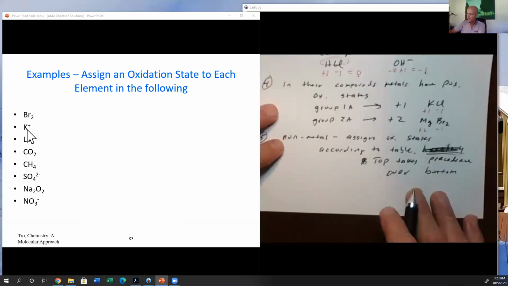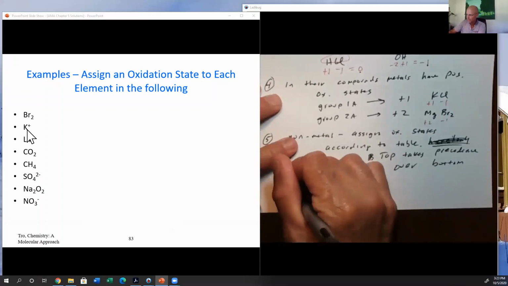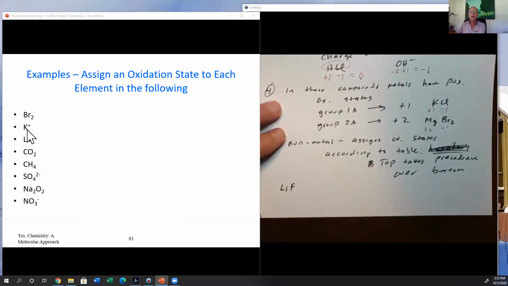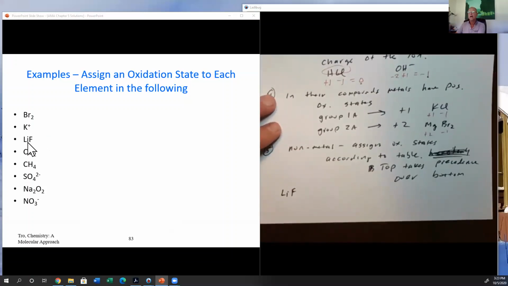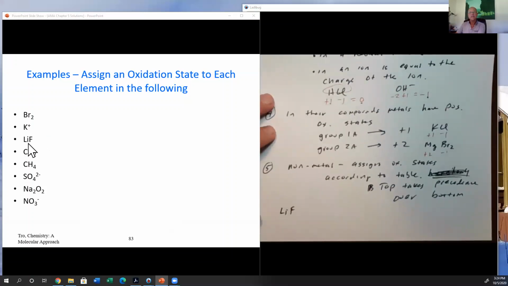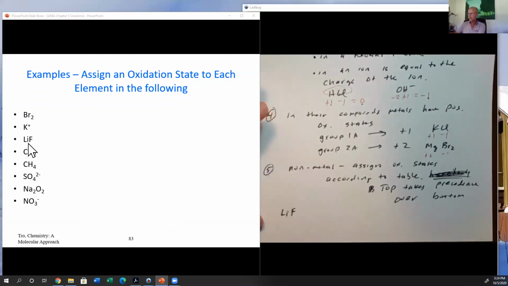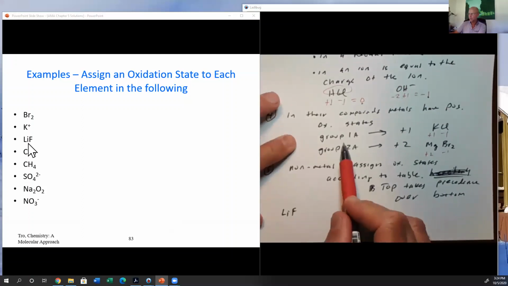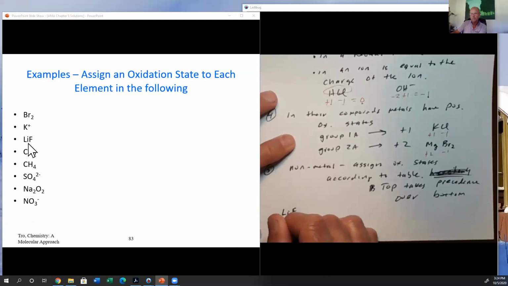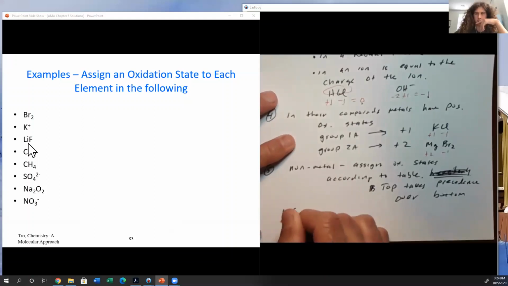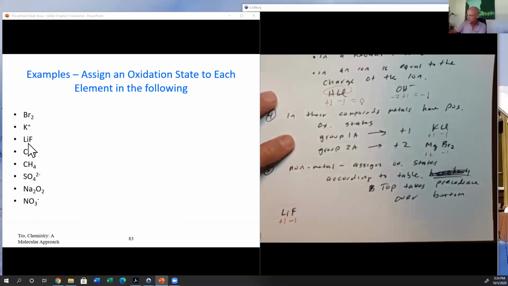To the bottom here, let's write down lithium fluoride. So now we have our first compound. We see here that it has lithium. Lithium is a metal, and it's a group 1A metal, so what's the oxidation state of lithium? +1. And therefore, since it has to sum to 0, what do we know about fluorine? Has to be a -1 then. Correct.